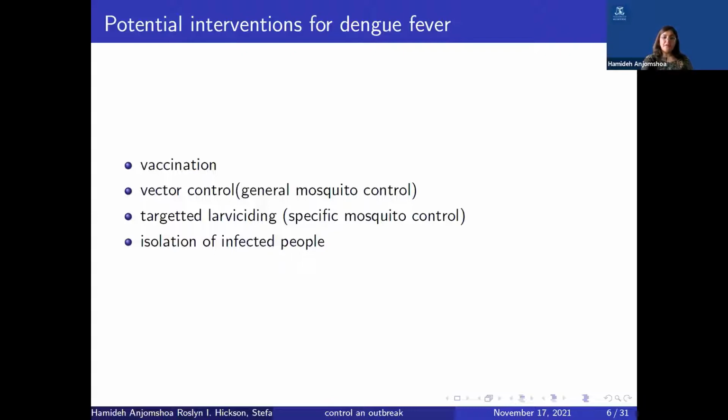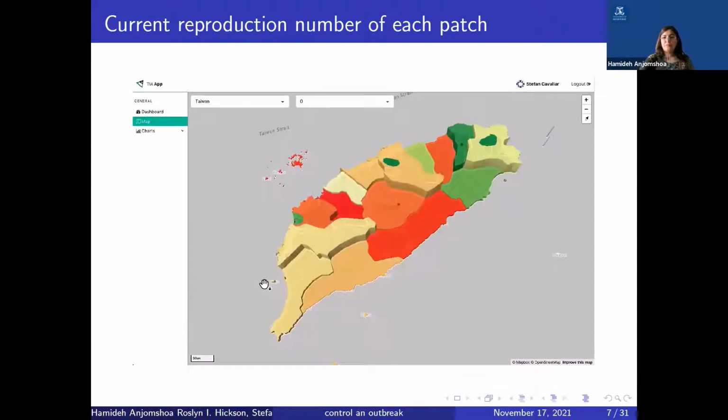Flashing back to the current situation, this is just an example. For COVID, you can think of other interventions like vaccine, isolating infected people, lockdown, and masks as well. Among all of those interventions, we're imagining how we can apply them in a country.